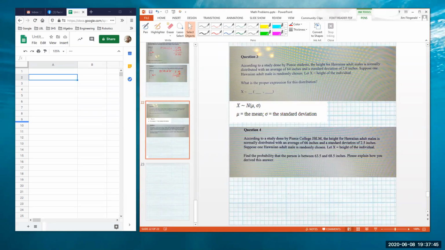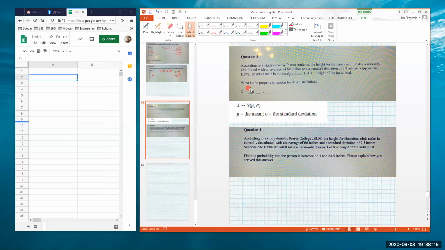Okay, this is for question 3. So I pasted this in from some notes that I had. The way that you write that function there, they want the proper expression for that distribution. And so the way you write this is X is approximately N, where N is for normal distribution, the mu there is the mean, and the sigma is the standard deviation.